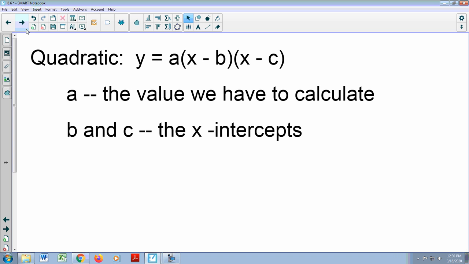And quadratic's got the most work. Quadratic, you have y equals a times x minus b times x minus c. A is the value that we have to calculate. We'll show you how to do that. B and C are your x-intercepts. So where x equals 0, or excuse me, where y equals 0, it's those two numbers.